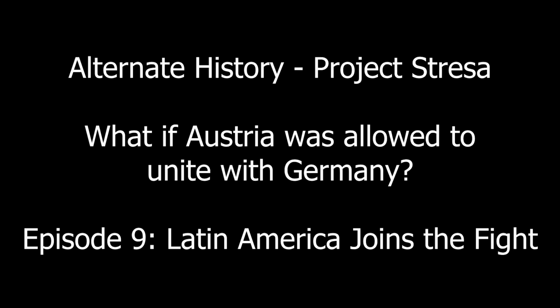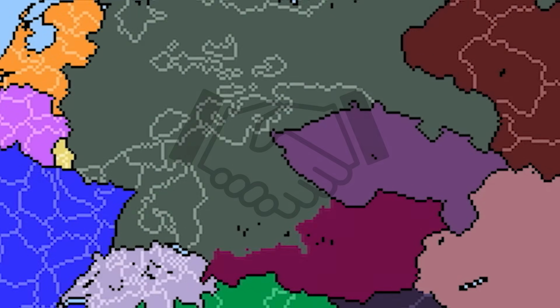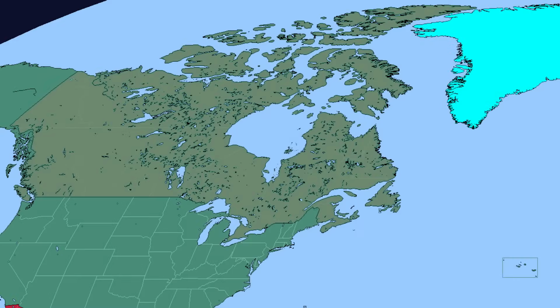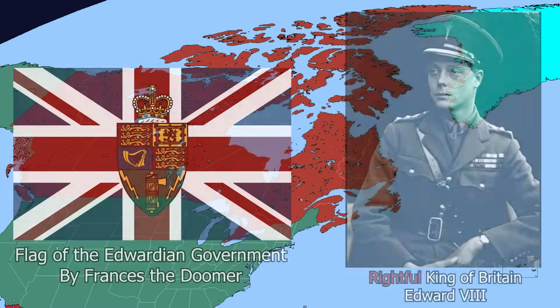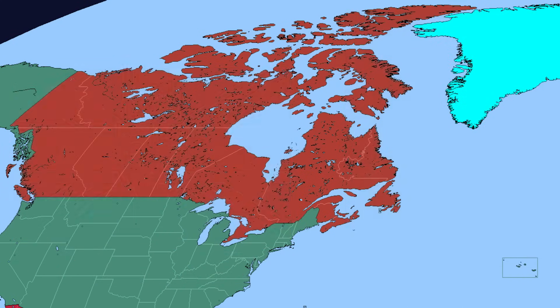Welcome to episode 9 of Project Stresa, a timeline which starts at the point of divergence of Austria being admitted into Germany in 1919. In the last episode, we saw the advent of the Edwardian Rival Government, the Americans' answer to the Canadian withdrawal and establishment of the resistance movement.